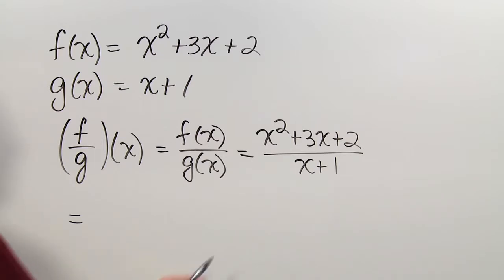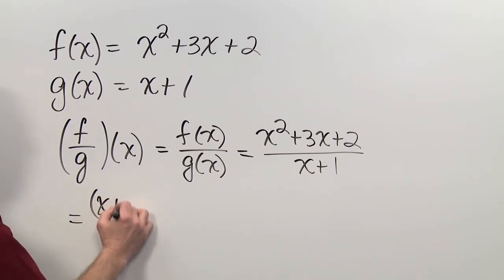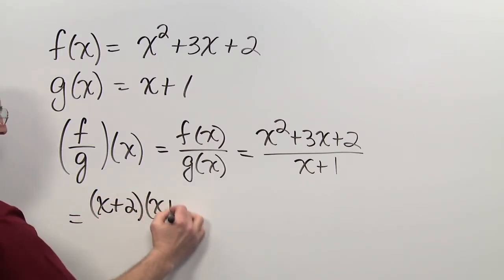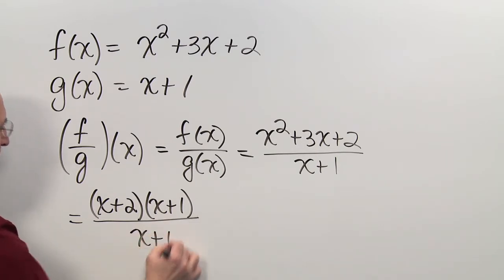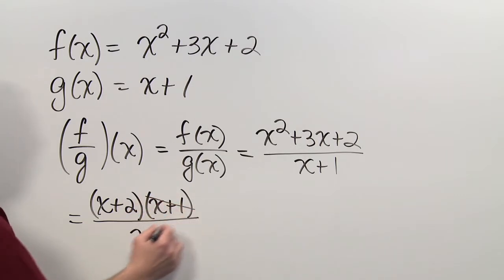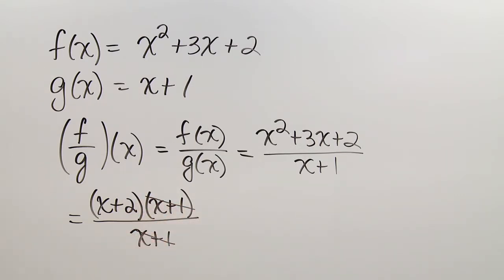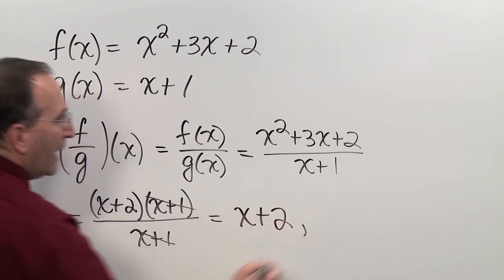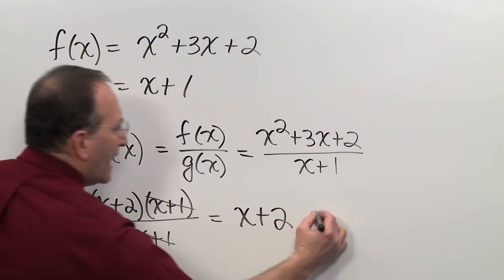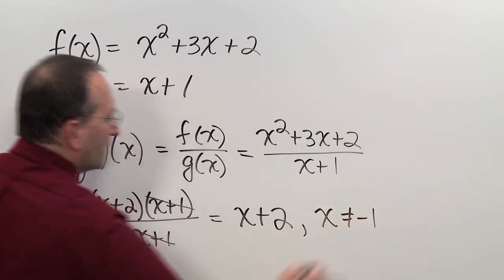You might stop there, but it's important to try to simplify. The numerator factors into x plus 2 times x plus 1. The denominator remains the same, x plus 1. So notice now we can remove a factor of 1 where we divide x plus 1 by x plus 1. That means this is equal to x plus 2, but you must write that x cannot equal negative 1.